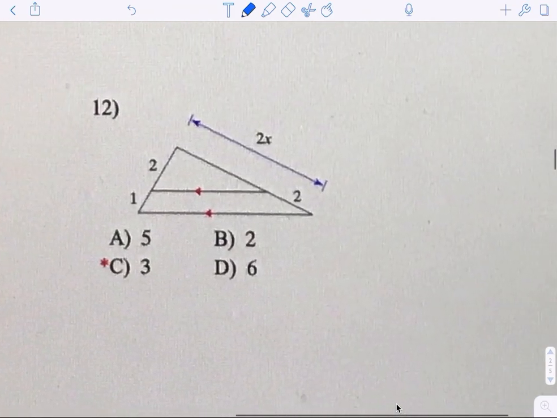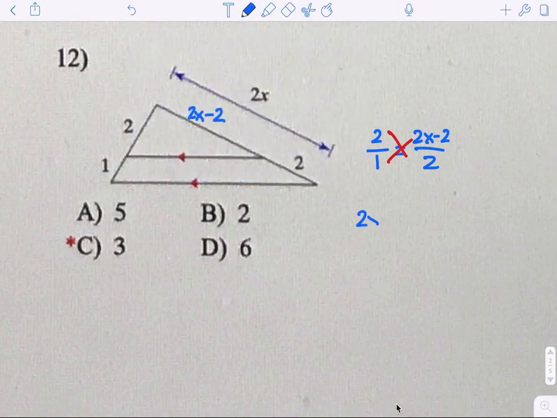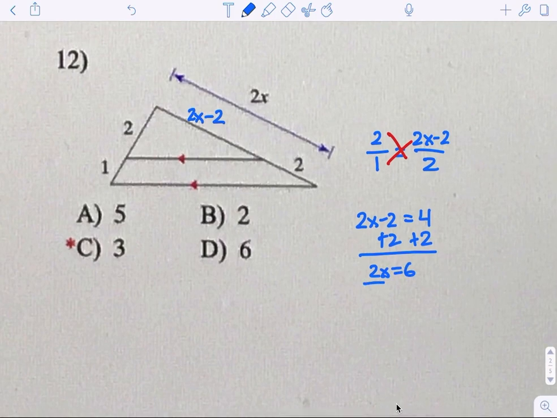For number 12. Okay, so if that whole piece is 2x, then that means this piece right here must be the whole minus the part, so 2x minus 2. Set up a proportion. I'll just go from top to bottom. So 2 over 1 is equal to 2x minus 2 over 2. Cross multiply. 2x minus 2 is equal to 4. Solve for x. Divide both sides by 2. X is equal to 3.